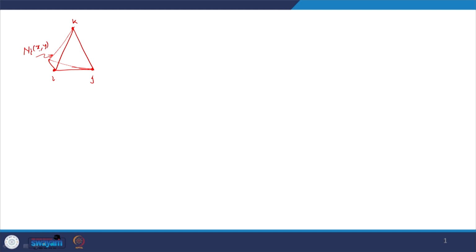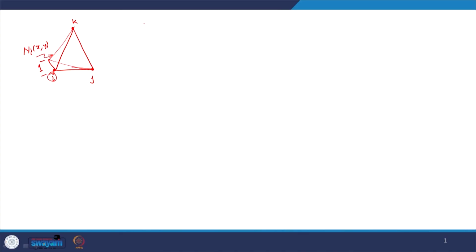N I as a function of x y. So, this is unity at node I, it goes to 0 at node j, and it goes to 0 at node k, and this is linear variation. And when you see this at this edge j k, it is equal to 0, n I is uniformly equal to 0, because this value is 0 here, this value is 0 here, and this is a linear variation between 2 points. So, there is only one variation, and that is only 0.